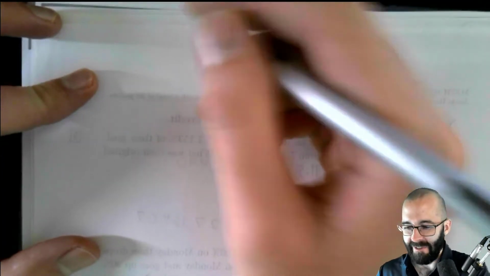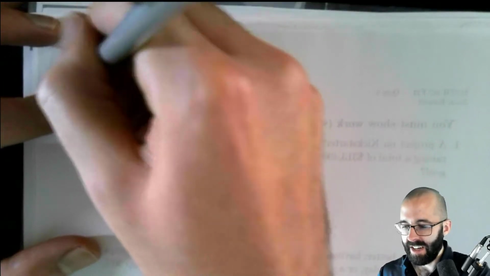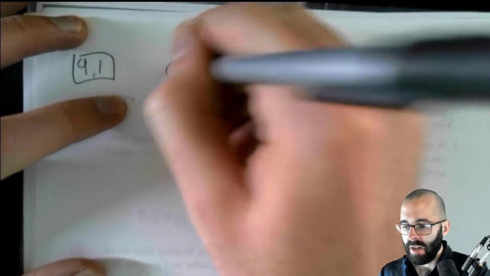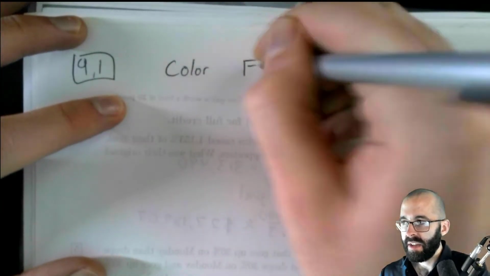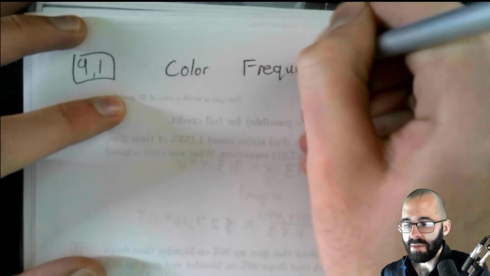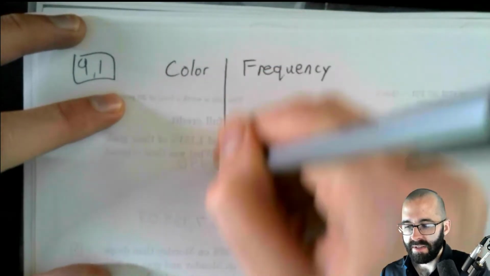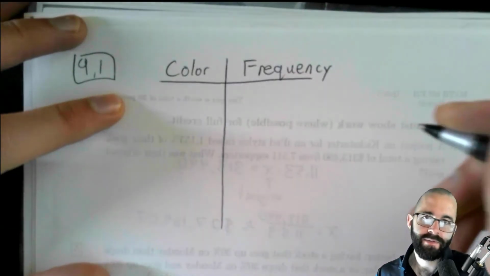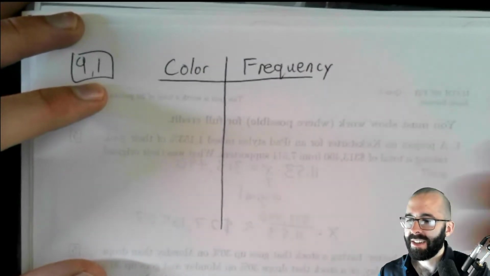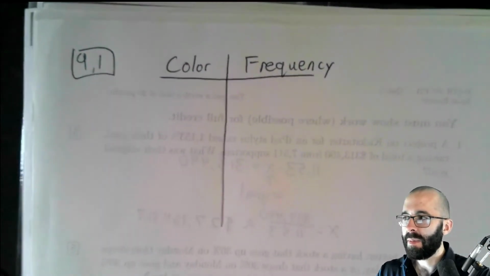So what we're going to do down here, make sure it's not upside down for you guys, because I forgot to do that before I started the video. This is going to be 9.1. All right. We're going to organize this into color and frequency. And frequency just means how many times it appears. Well, for this class in this chapter, it means how many times it appears.